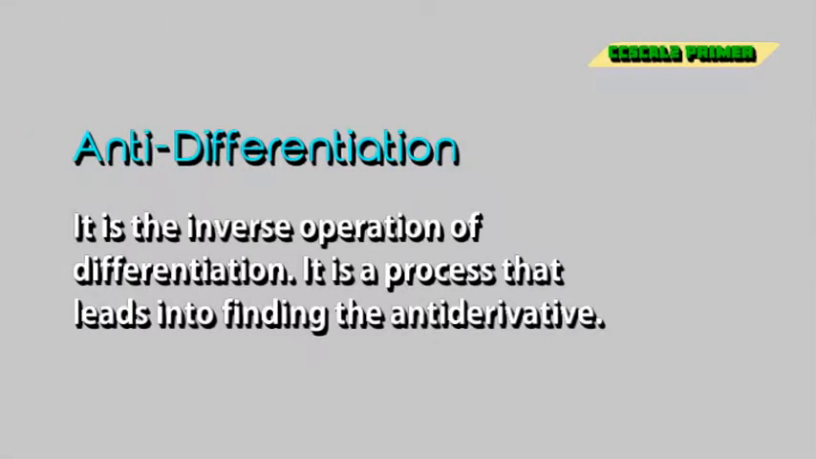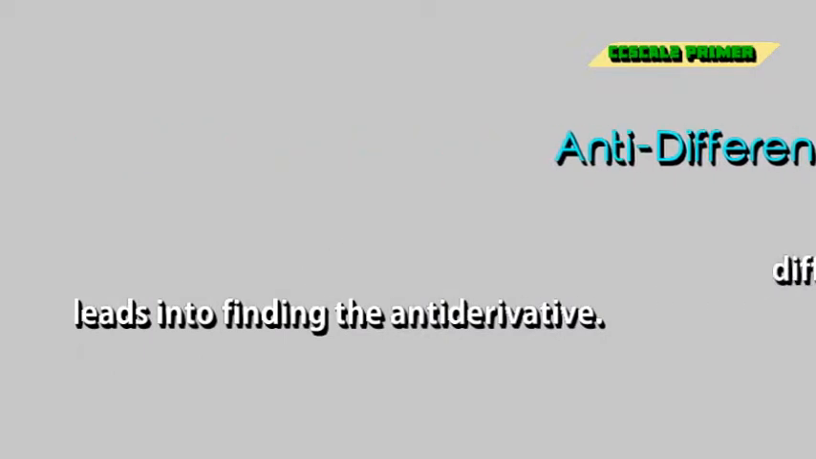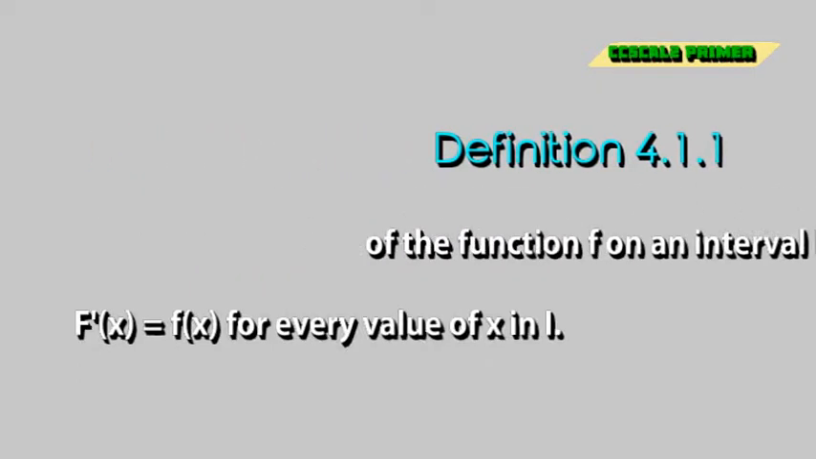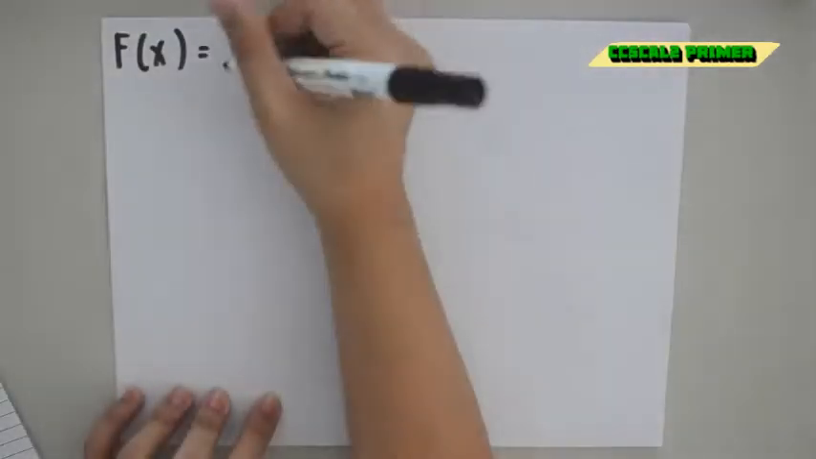Anti-differentiation is the inverse operation of differentiation. It is a process that leads into finding the antiderivative. Based on definition 4.1.1, any function F is called an antiderivative of the function f on an interval I if F prime of x is equal to f of x for every value of x in I. Too difficult? Let us use an example to interpret that definition.